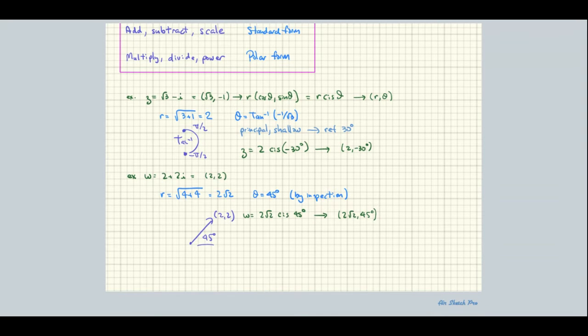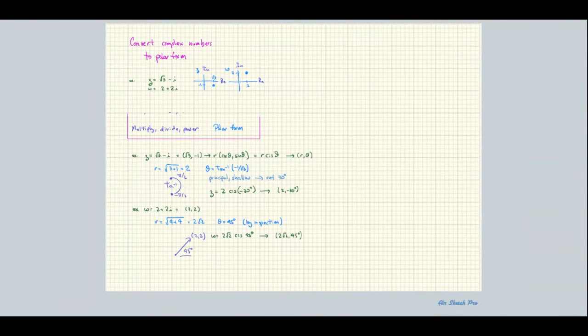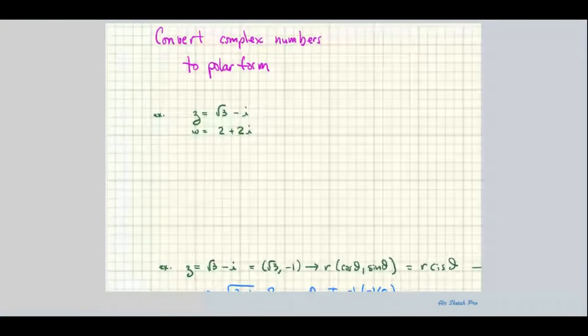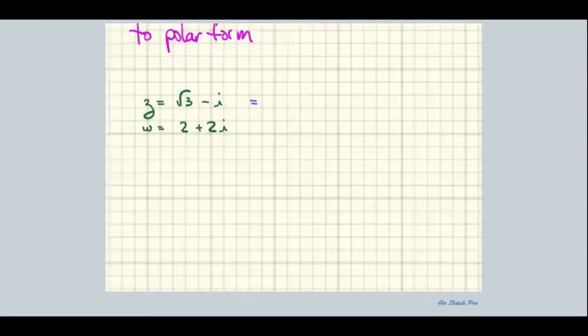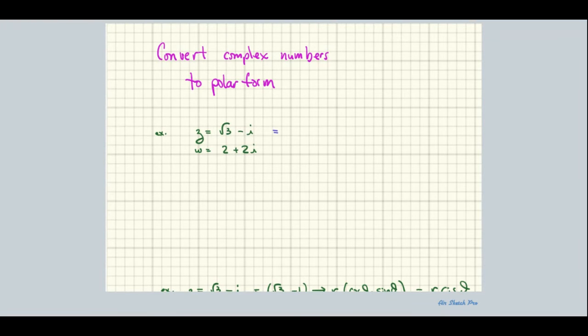And our w is 2 plus 2i. And now here comes the fun part, okay? We also know that z is, let me set this up nice, there we go.